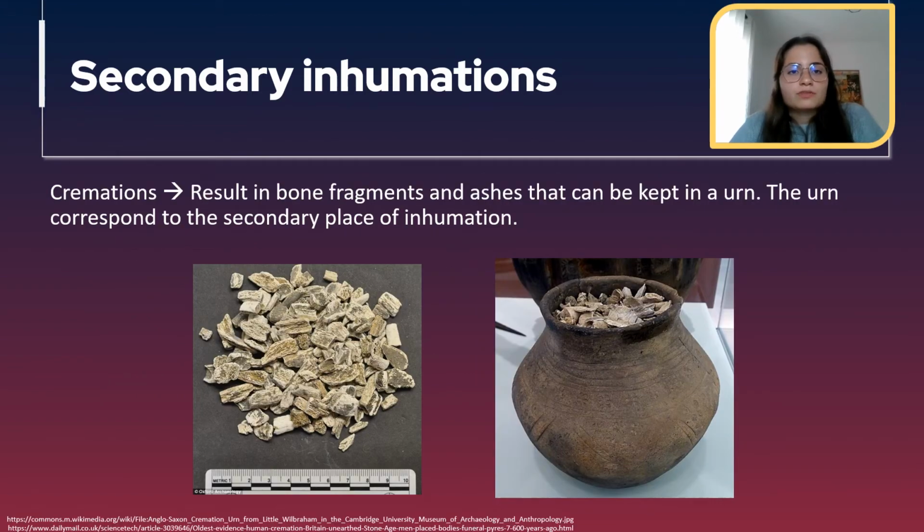Another example of a secondary burial can be cremations. When the cremation of the dead wasn't done in an appropriate place, the crematory, some bone fragments could result from this act, like these ones that you can see in here. Together with the ashes, these bone fragments can be kept in urns, as you can see, for example, in this image. And the urns are actually the secondary place of inhumation.